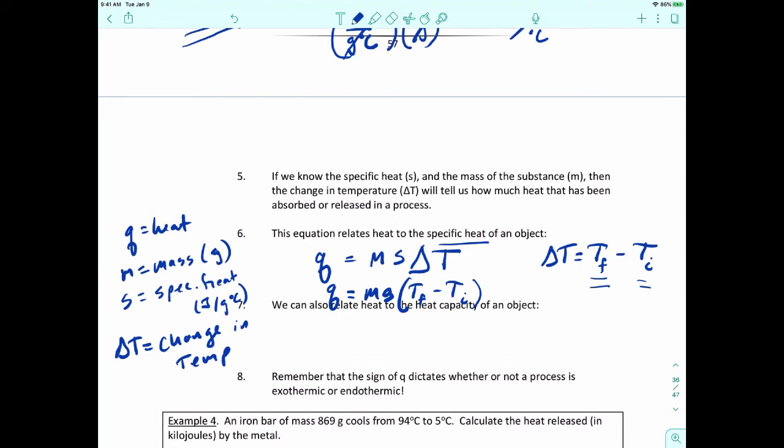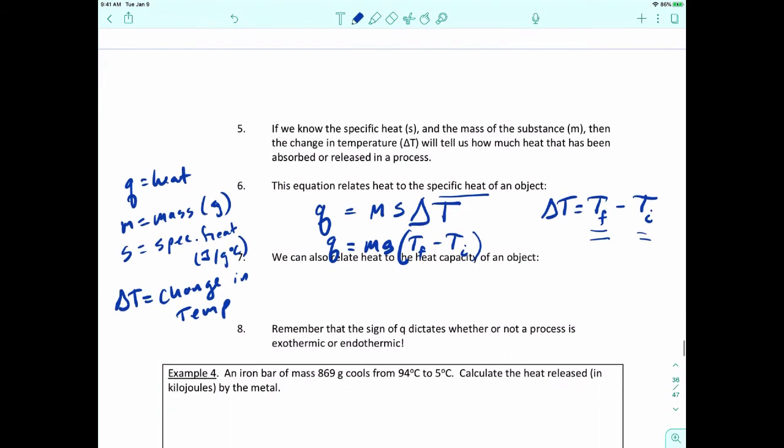Now, we can also relate heat to the heat capacity. Remember that the heat capacity C is equal to mass times the specific heat. So in our specific heat equation, you got MS. If you replace M times S with heat capacity, then you would get that heat is equal to the heat capacity, C, times delta T, which to me, because I'm being silly, almost looks like Q is equal to cat.